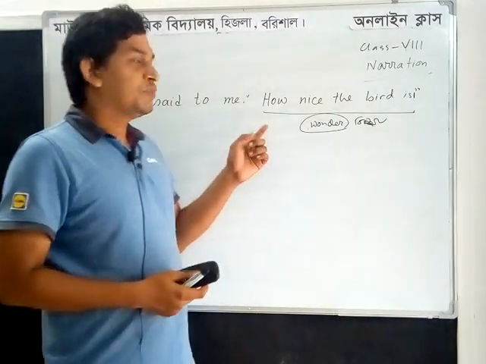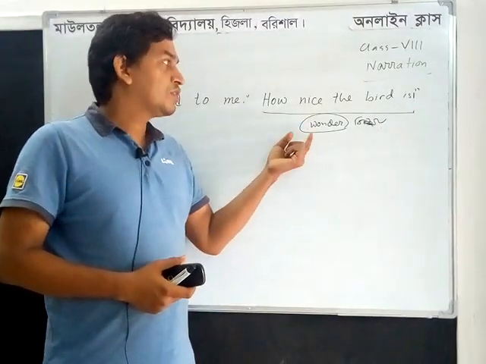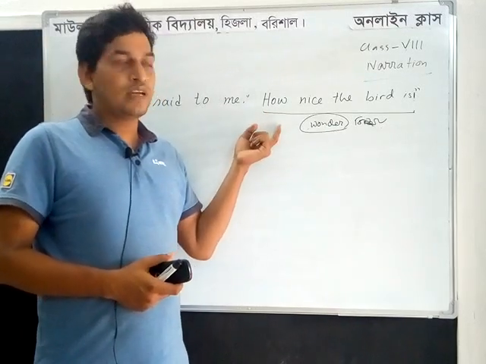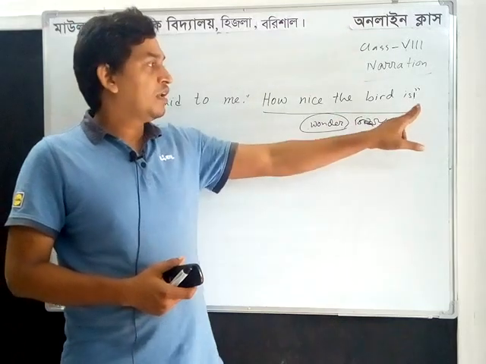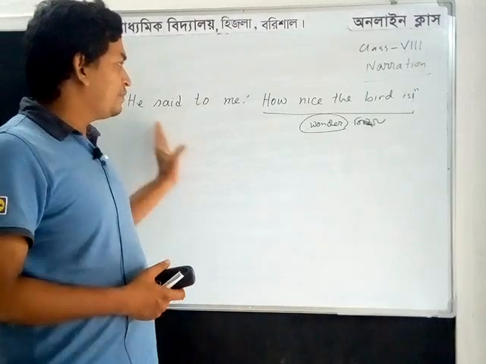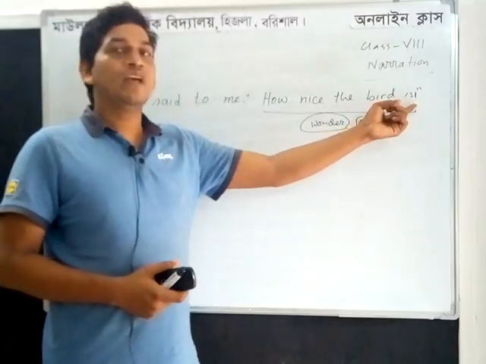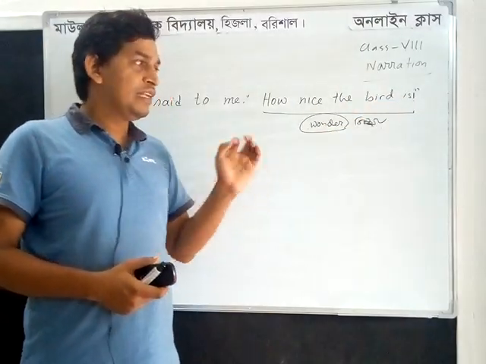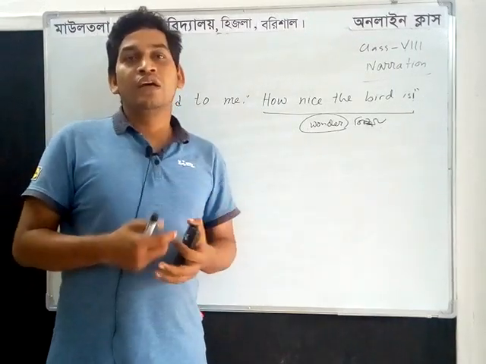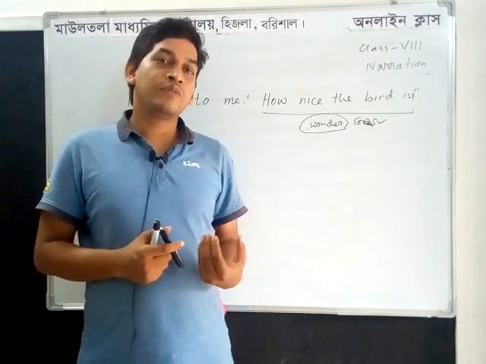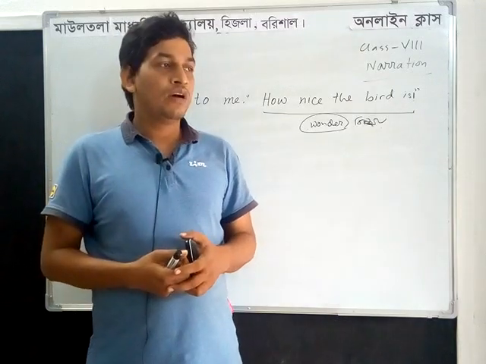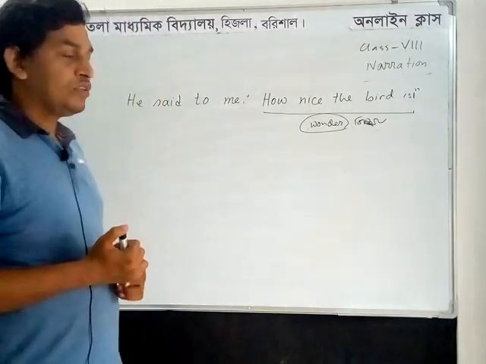As "how nice the bird is" depicts wonder, this is called an exclamatory sentence, and the main feature of an exclamatory sentence is that there must be a note of exclamation. And this is a direct speech because in this speech there is an inverted comma, and previously I told that if there is any sentence which has an inverted comma, the sentence will be termed as direct speech. So my today's class is about how to change direct speech to indirect form of exclamatory sentences. So let's enjoy this class.